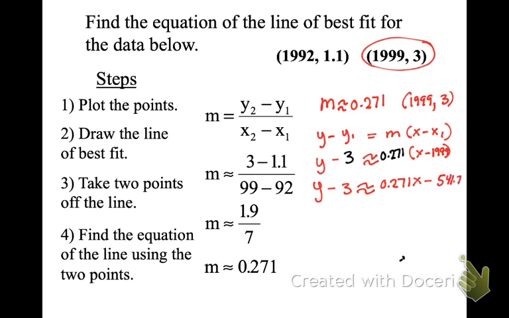I'm estimating because it says 729, so I cut it off there. I'm adding 4. Oh, I'm sorry. I'm adding 3. Thank you. I'm adding 3. So y is about equal to 0.271x minus, now that is 538.7, so I'm going to say minus 539. I'm estimating. Because it's 538.7, I'm rounding to the nearest whole number.